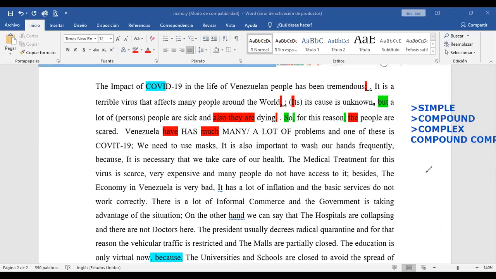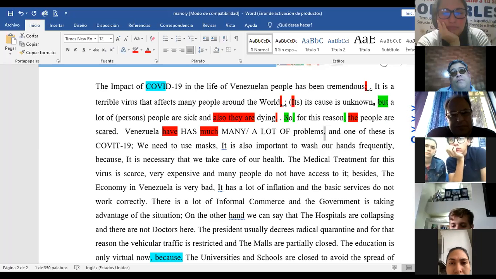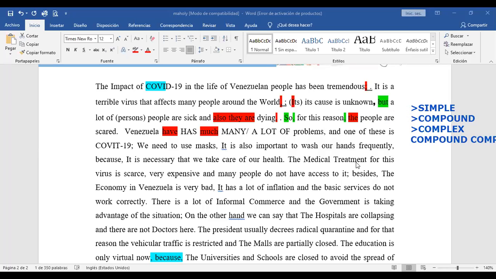Venezuela has many or a lot of problems, coma. And one of... ¿Y qué pasa con el this? Con el this. Ahí. And one of these is... I think it's not necessary because we are talking about problems and then we are mentioning one of the problems. Ahí ese an está funcionando como un adverbio. Entonces, si funciona como un adverbio, ¿va o no va la coma?